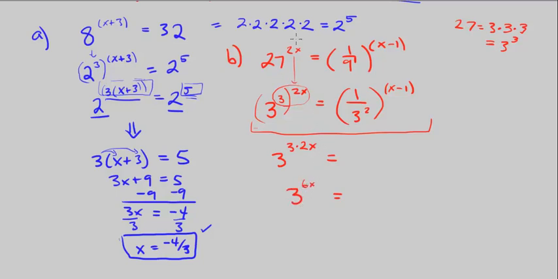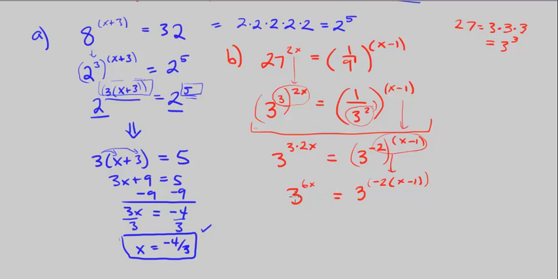Okay, so that's the left. On the right, we know we can move this in the denominator up by saying it's 3 to the power of negative 2, right? And we still have x minus 1 in the power there. We just bring that down. And that's the same as 3 to the power of negative 2 times x minus 1, right? Because we just multiply these two together, because that's part of the property of exponents.